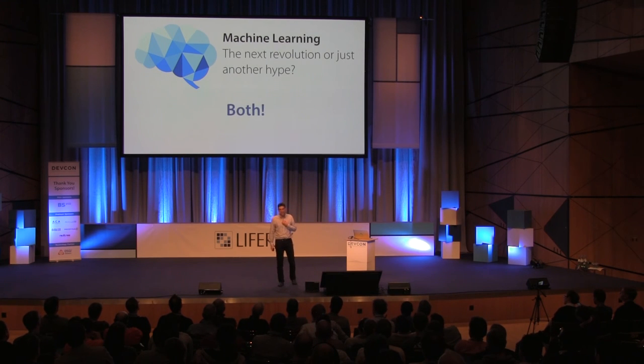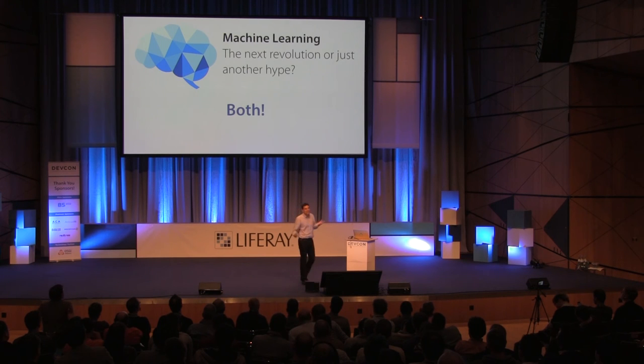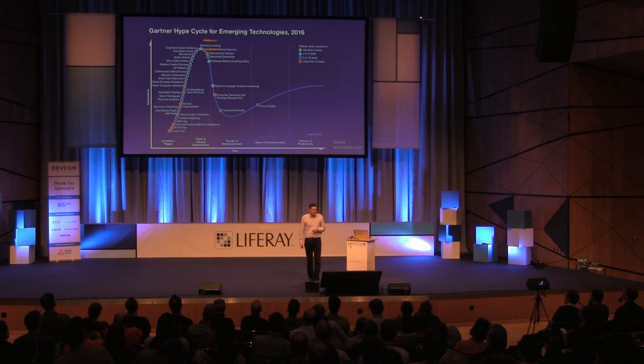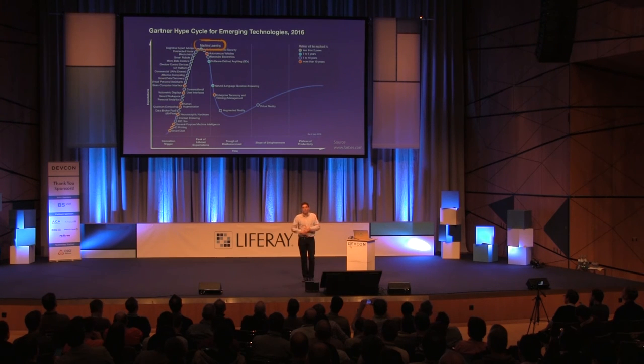I think it's both, right? And I don't think they are contradictory. So if you look at Gartner, I don't know if you've seen this picture by Gartner, but basically machine learning is at the very top, right? So that means everybody's talking about it. We don't know yet how low it's going to go, right?